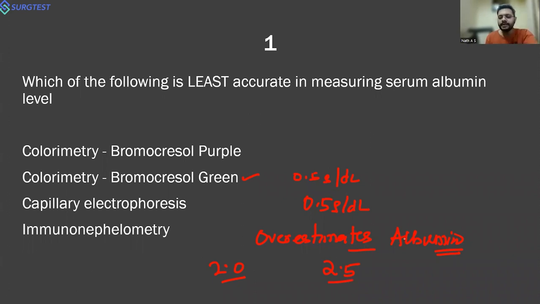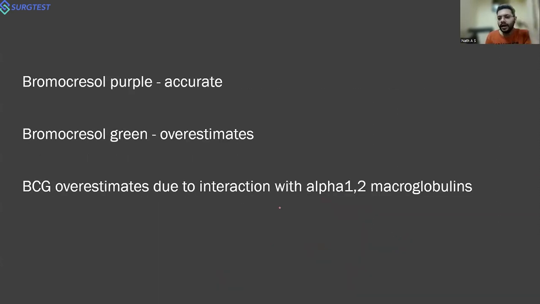Okay, for example. And why does this happen? Why does bromocresol green actually overestimate albumin? Because it has interactions with other proteins, specifically the alpha macroglobulin. So that's the only point you have to remember. You have to remember that bromocresol green is a less accurate method. Doesn't mean that you should not use it.